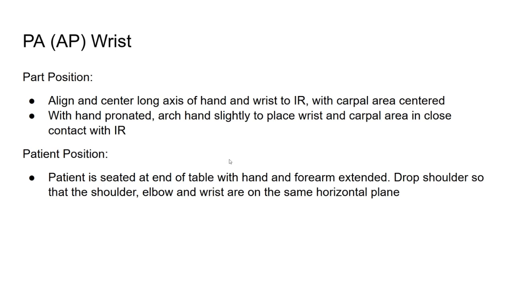Now, for patient positioning, your patient's going to be seated at the end of the table with their hand and their forearm extended. When that happens, you want to drop their shoulder so that the shoulder, the elbow, and the wrist are all aligned on the same horizontal plane.